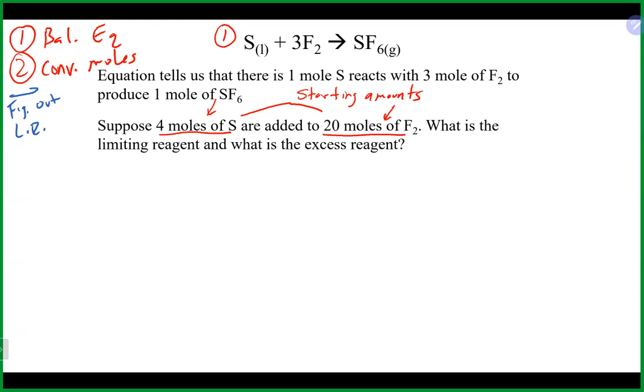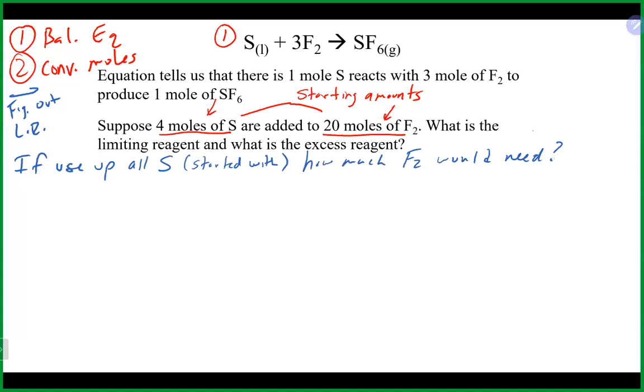Basically what we want to find out is, if I want to use up all of one of my reactants, how much of the other one would I need to do that? So I'm going to pick either one. It doesn't really matter. I'm going to start with sulfur. So if I want to use up all of the sulfur that I started with, how much fluorine would I need? And I'm going to do this calculation in moles, which are already in moles. So I'm just going to do a little calculation here. I'm going to start with the moles of sulfur, which in this case is 4.